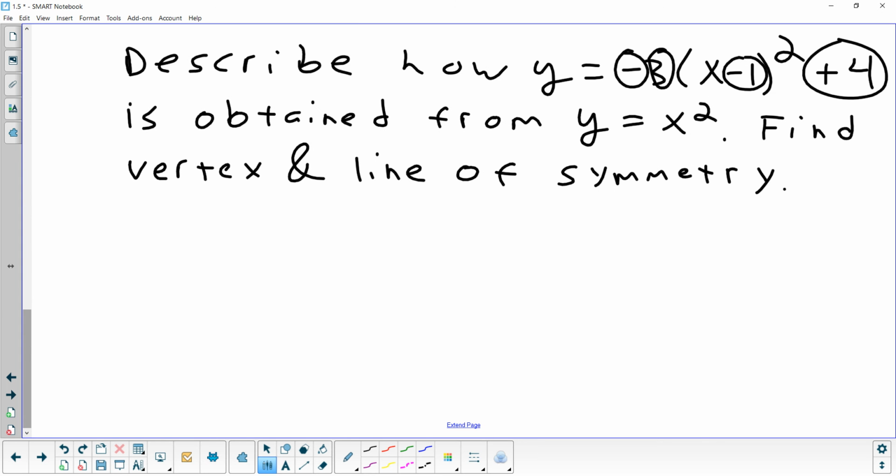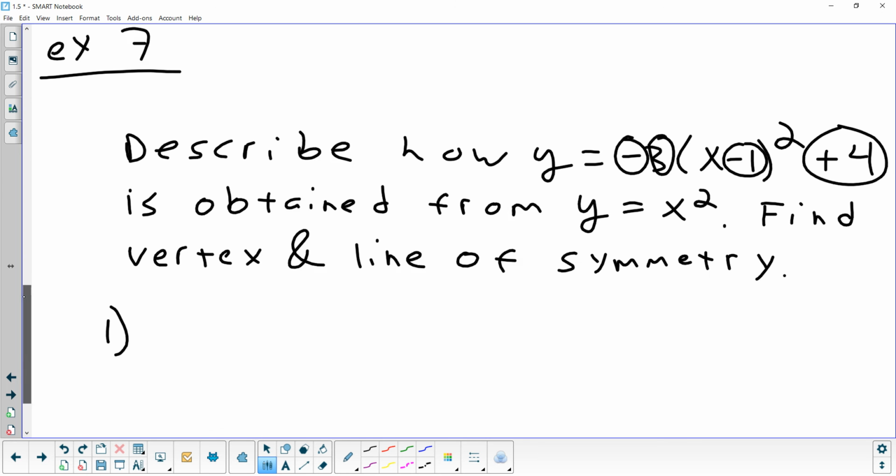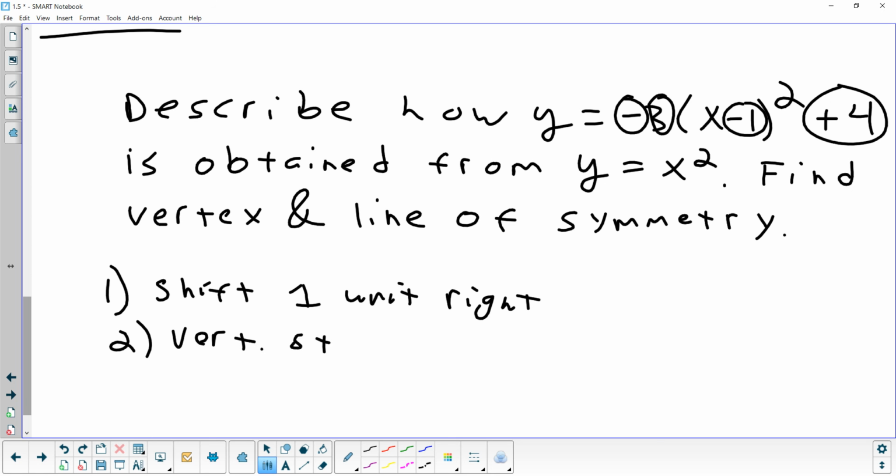And now we got them all, so we got to make sure we do them in the right order. What's my first transformation? Mike? Your horizontal shift. Yep. And in this case, how much? And which way? 1 to the right. So that's going to be 1 unit to the right. So shift 1 unit right. All right. Second thing. Tim? Vertical stretch by factor of 3. Vertical stretch by factor of 3. Good.